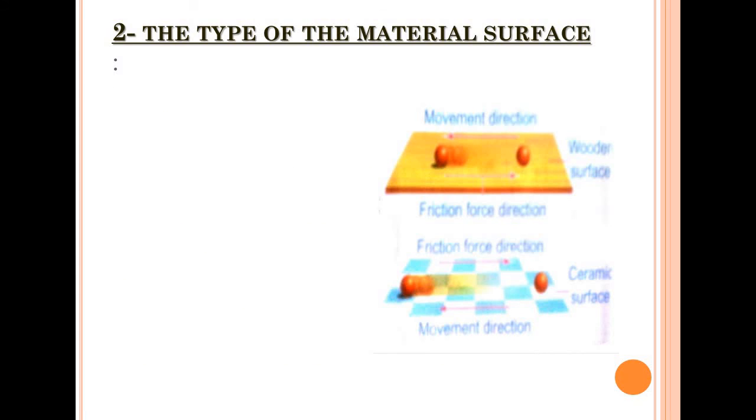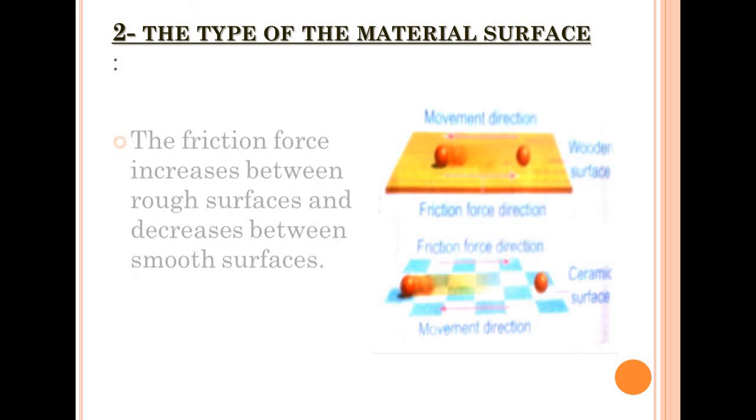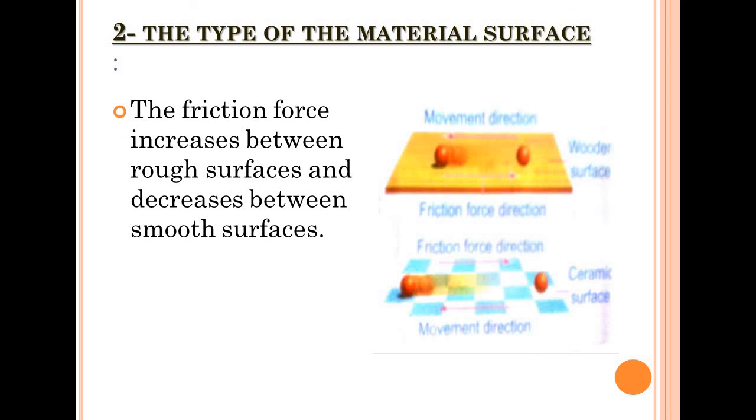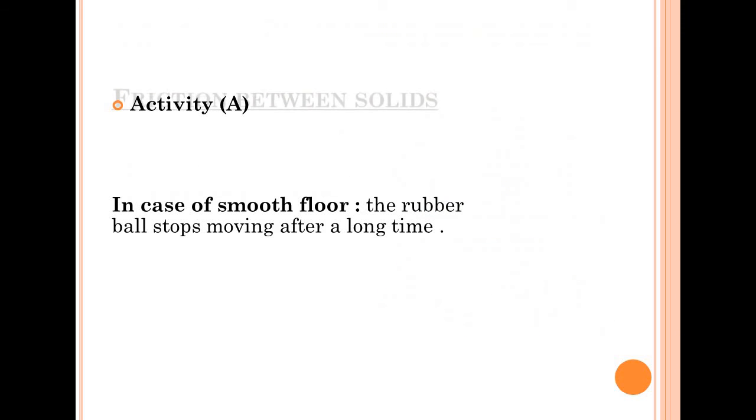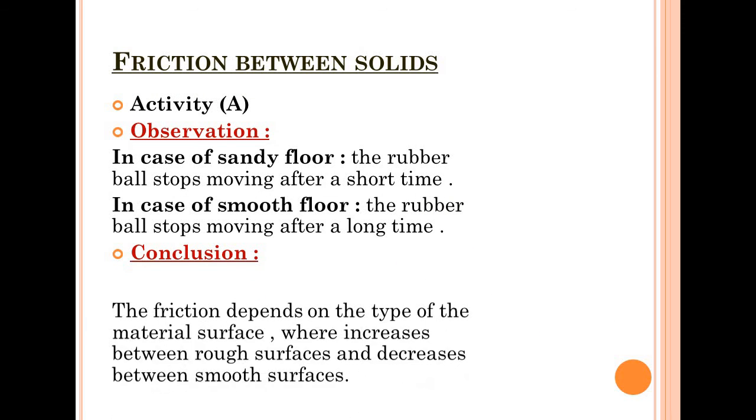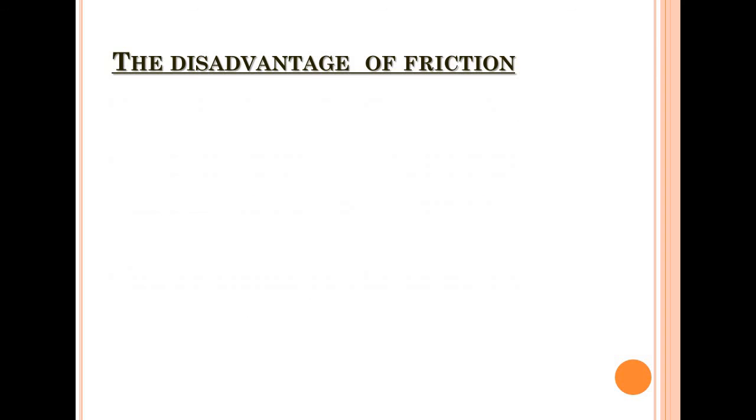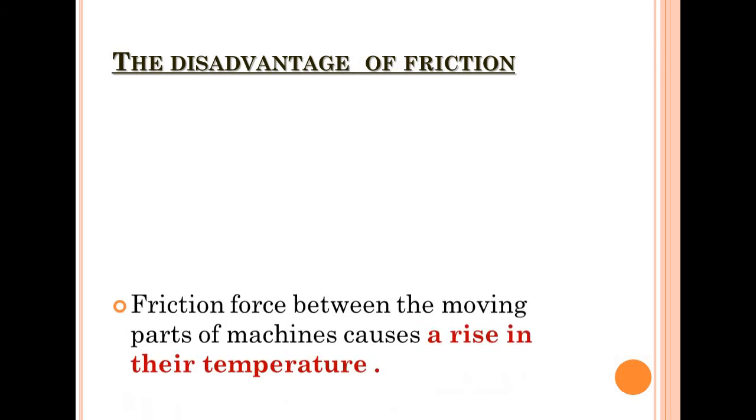Also, the second factor is the type of material surface. Imagine which one has more friction force, a wooden surface or a ceramic surface. Yeah, of course, the wooden surface, as the wooden surface is a rough surface and has more friction force than the ceramic surface, which has less friction force. So the friction force increases on the rough surface more than on the smooth surface. Here on sandy floor, it will move less distance because it has more friction force.